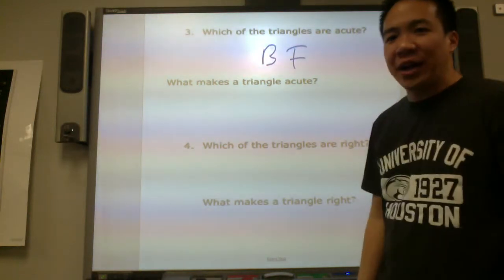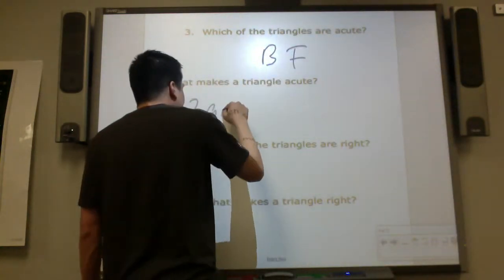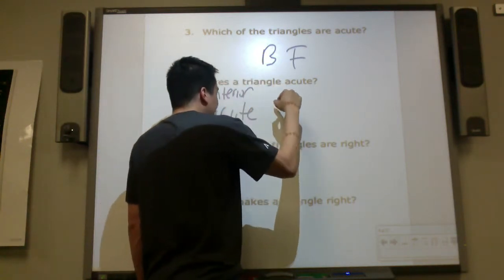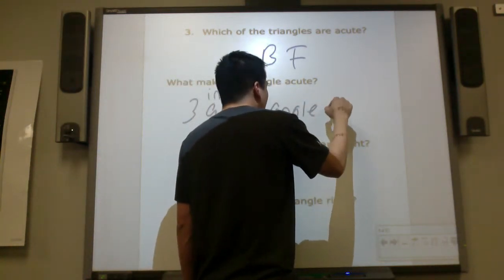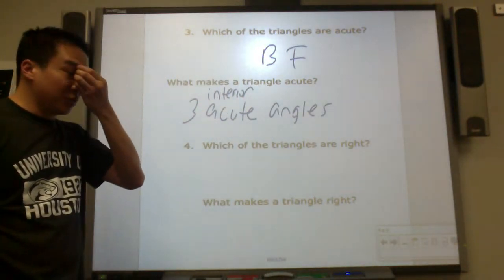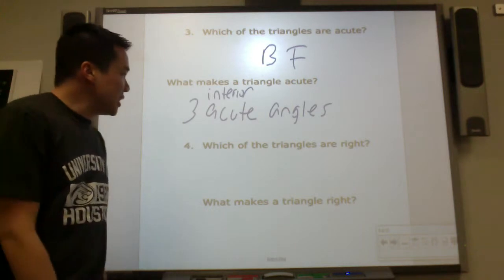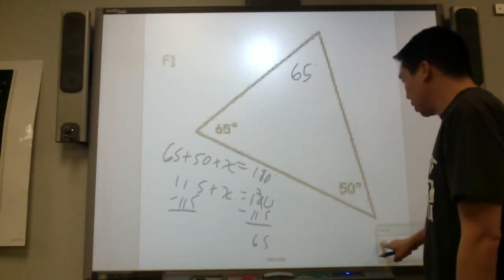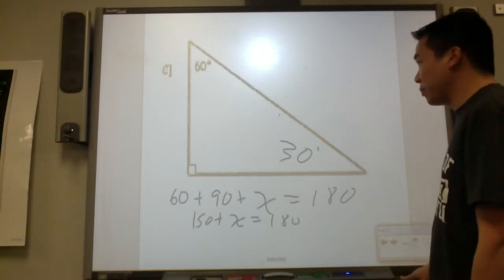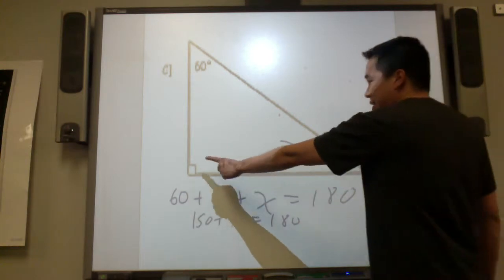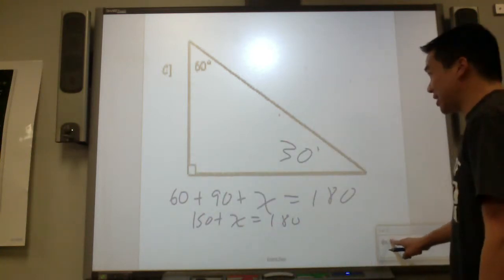What makes a triangle acute? You have three interior acute angles. In other words, all the angles inside a triangle are less than 90 degrees, or acute. Which of these angles are right angles? So let's go find 90 degrees. I think I only remember one of them. It was C, which is this one. This is a right angle, which is 90 degrees. So C is it.